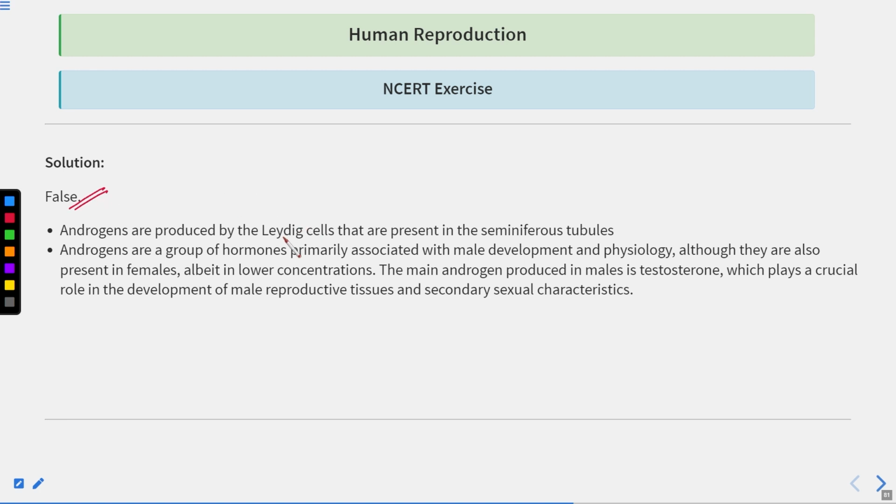Androgens are produced by the Leydig cells that are present in the seminiferous tubules. Clear? So androgens, which are the male hormones, are produced by the Leydig cells, also known as the interstitial cells. Now, androgens are the group of hormones which are primarily associated with male development and physiology, although they are also present in females, albeit in lower concentrations. The main androgen is testosterone, which plays a crucial role in the development of the male reproductive tissues and secondary sexual characteristics.